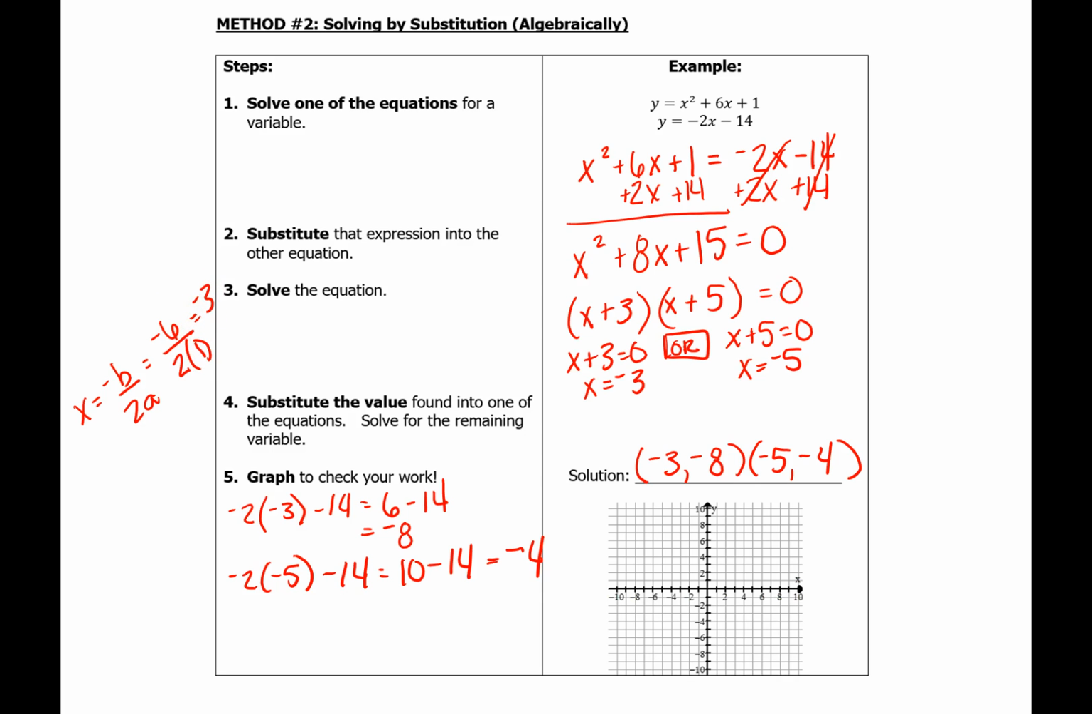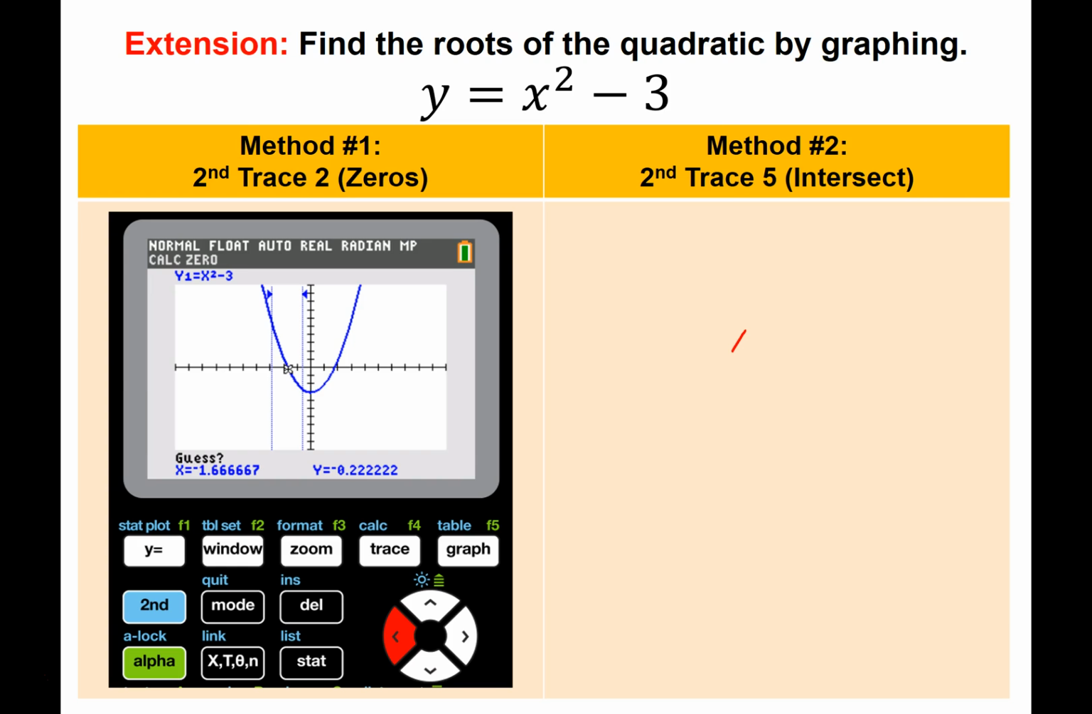So that's negative 3 for my vertex. And to find the y, I'm going to plug that negative 3 in. So negative 3 squared plus 6 times negative 3 plus 1. That gives me 9 minus 18 plus 1, which is negative 9 plus 1. So negative 8.